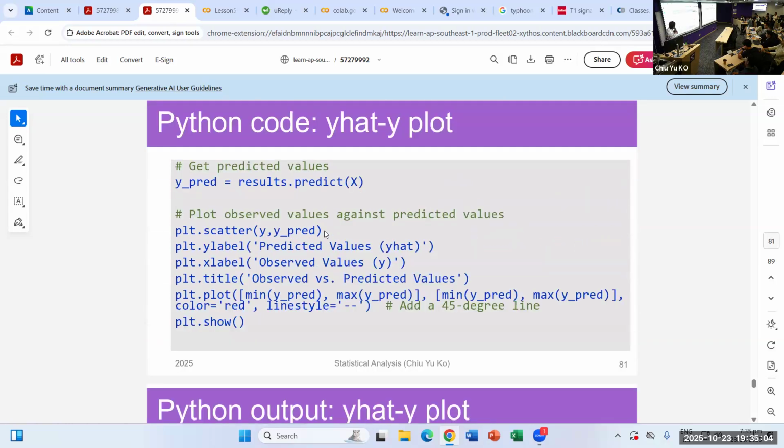Anyway, how can you produce it? It's very simple, because to draw it, you have some result, you predict the Y hat, and you just plot the scatter plot of Y against Y hat, having the same scatter plot.